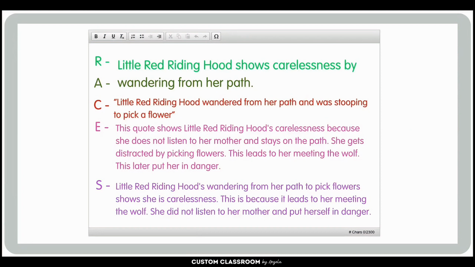So to wrap up my idea, I put Little Red Riding Hood wanders from her path to pick flowers, shows she is careless. This is because it leads to her meeting the wolf. She did not listen to her mother and put herself in danger.